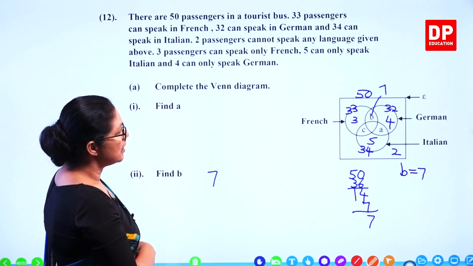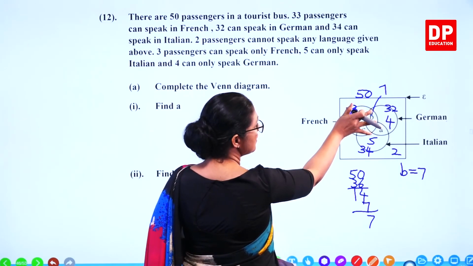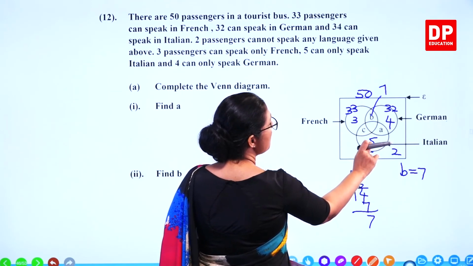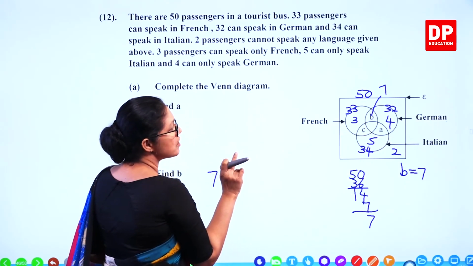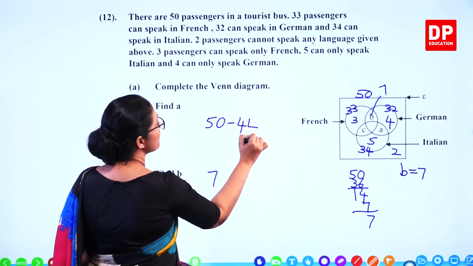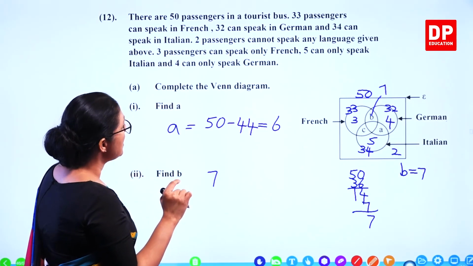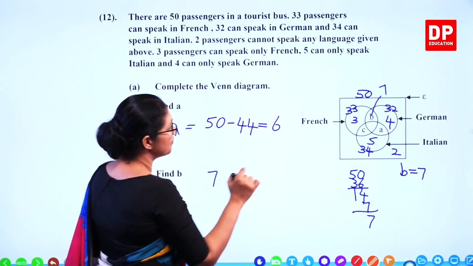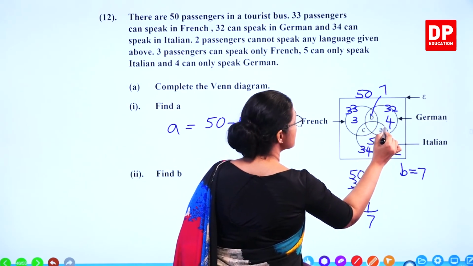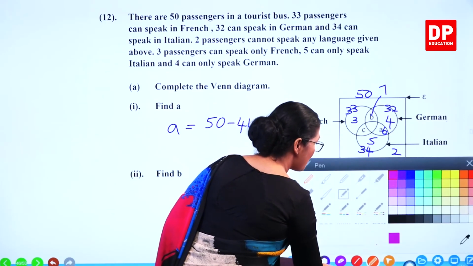Now how do you find out the other one? So we'll find out A. We can close this 33. 33 plus 2, 35. 35 and this 5, 40, 44. 50 minus 44. You get 6 as A. So A is 6, B is 7. B is 7 and A we found 6. This is 6. Now we'll see how many marks for that step.